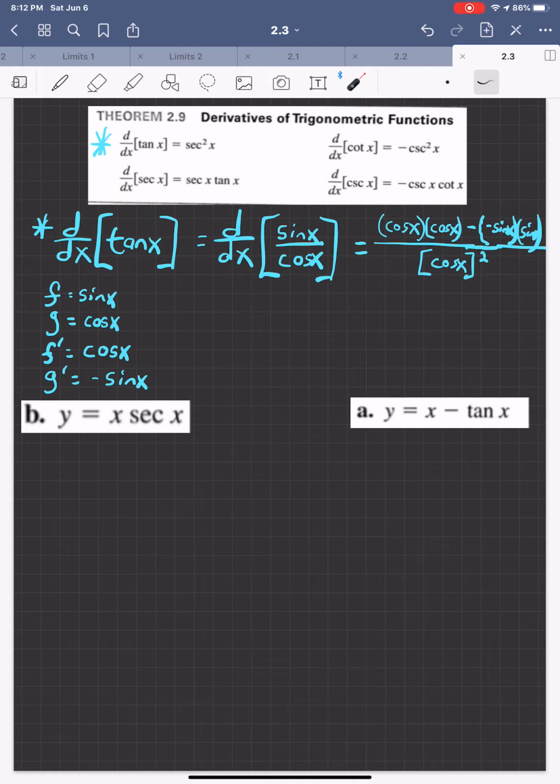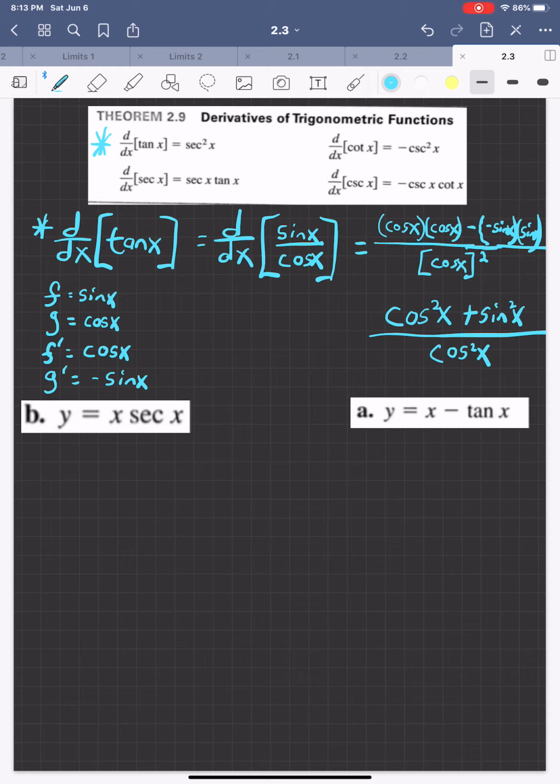Now, I'm not going to go through the entirety of this proof, but I just want you to understand that tangent is a fraction, right? It's a quotient of sine and cosine. So if you have a quotient, then you can use the quotient rule. F would be sine, G would be cosine, F prime, G prime, this is what it would look like. And that just ends up being cosine squared of x plus sine squared x over cosine squared x.